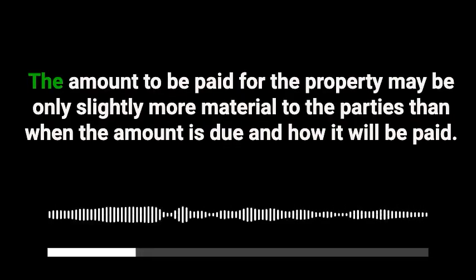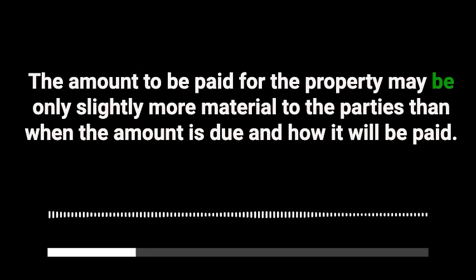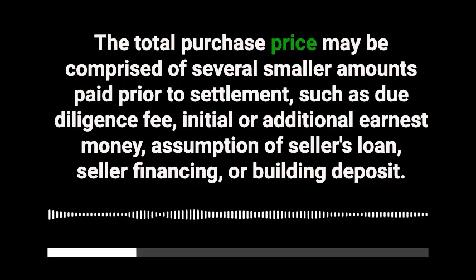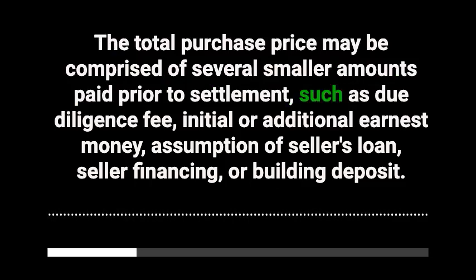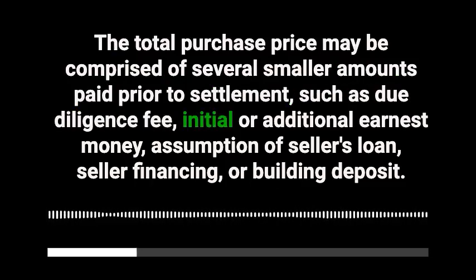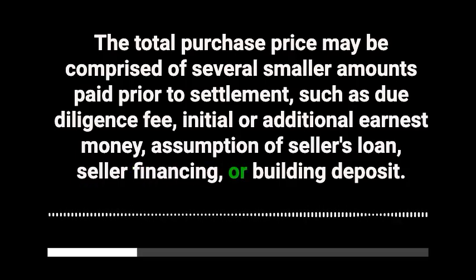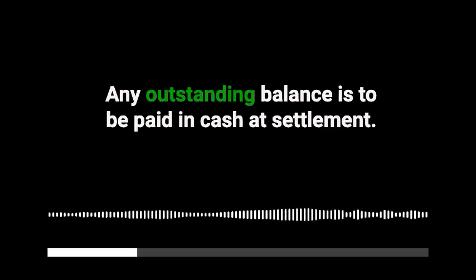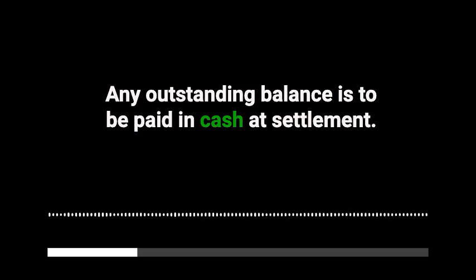Purchase price. The amount to be paid for the property may be only slightly more material to the parties than when the amount is due and how it will be paid. The total purchase price may be comprised of several smaller amounts paid prior to settlement, such as due diligence fee, initial or additional earnest money, assumption of seller's loan, seller financing, or building deposit. Any outstanding balance is to be paid in cash at settlement.